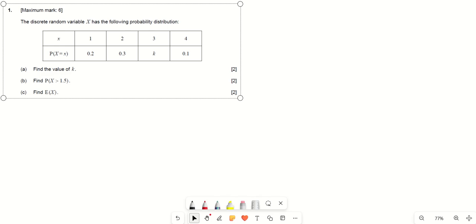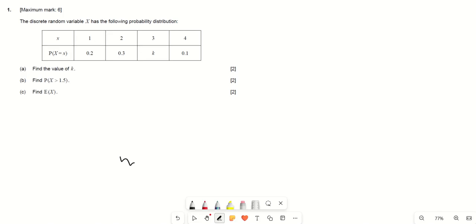Question 1. We are given a table with a discrete random variable x, and for each outcome of the variable we have a given probability. For example, for the outcome of 1, the probability is 0.2, and for the outcome 2, the probability is 0.3, and so on. For the outcome of 3, the probability is k, and in part A we have to find the value of k.